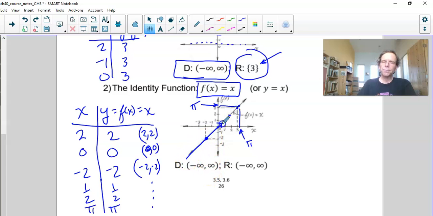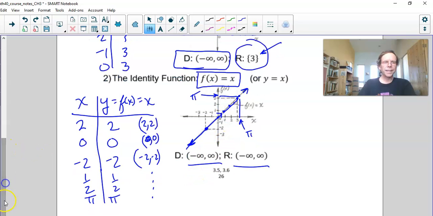It's a line with a slope of 1. The domain, any real number. The range, any real number. You see all x's in this graph. You see all the y's in this graph. Okay.